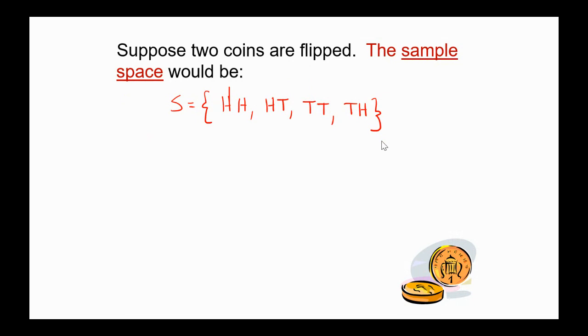We could also, if we didn't want to list it out, if, let's say we're more of a visual person, we can make a tree out of it. So for my first flip, what options do I have? Heads or tails. And I flip it again. And again, I have the options of heads and tails. In either case, heads and tails.